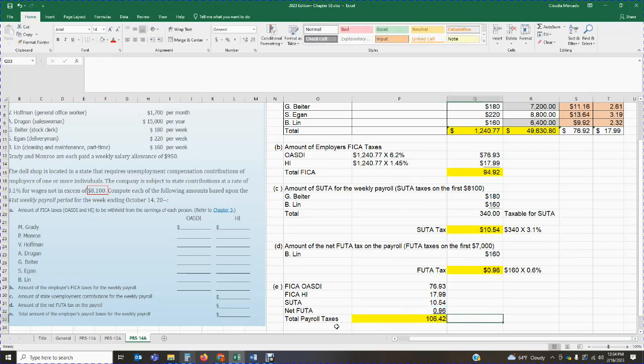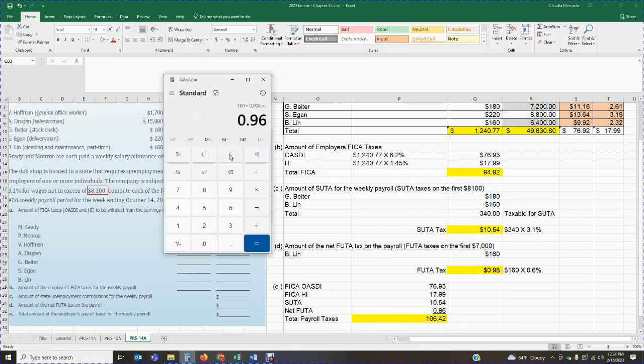Okay, so my total payroll taxes is $106.42, and we add those together. $76.93 plus $17.99 plus $10.54 plus 0.96 is $106.42. That is my total payroll taxes.